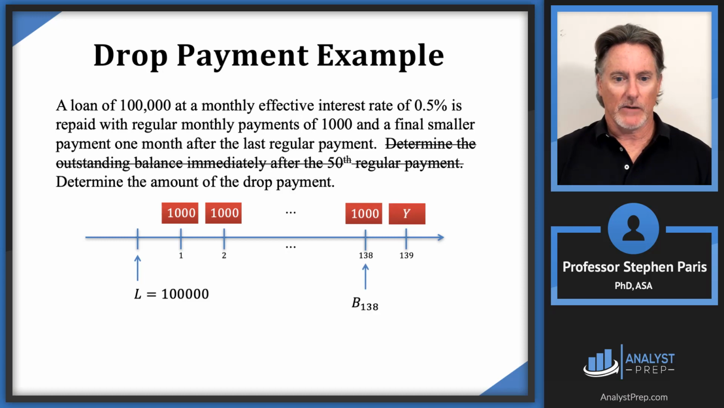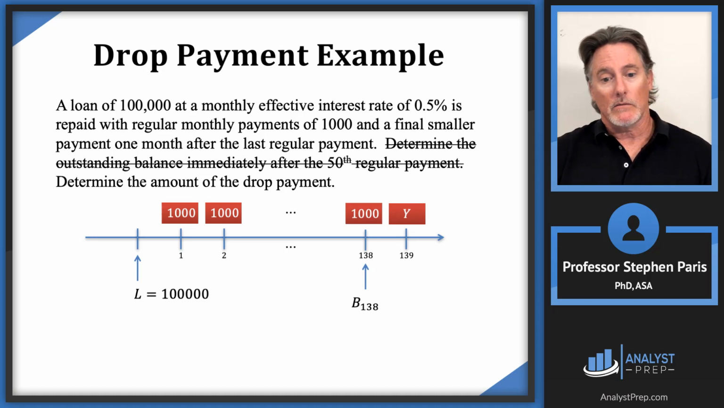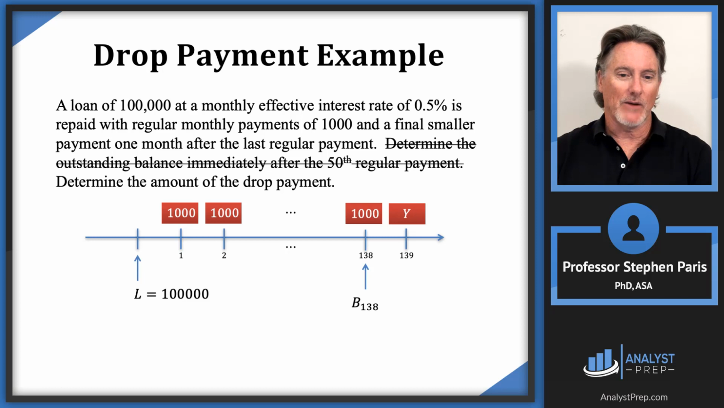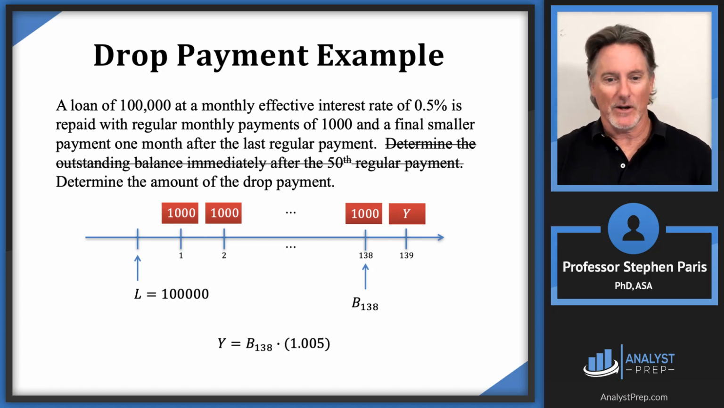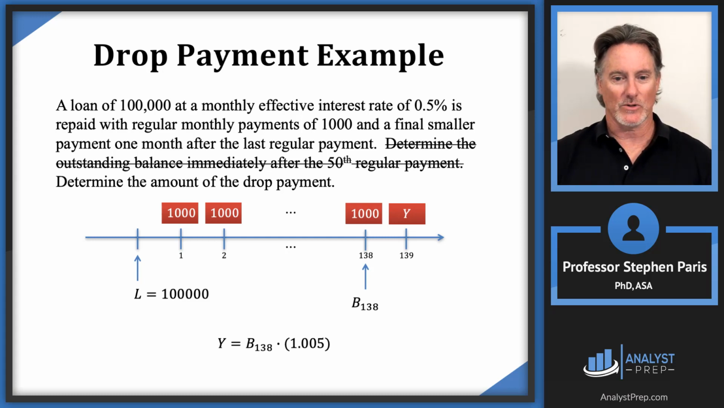So if I look at time 138, I can calculate the balance at time 138, like I did before with the balance at time 50. But now I want to know, what's the value of cap Y? What's the payment at time 139? Well, that would be the balance at time 138 accumulated for one period by multiplying by 1.005.